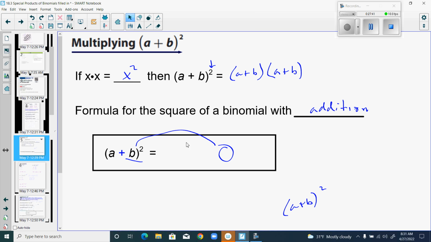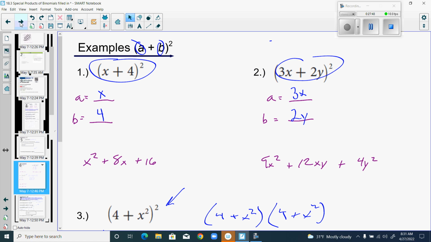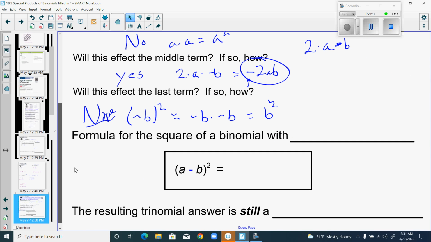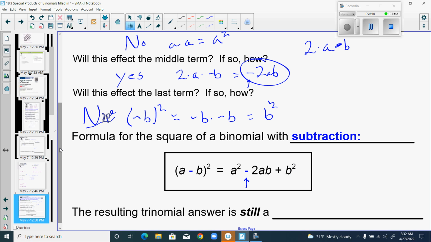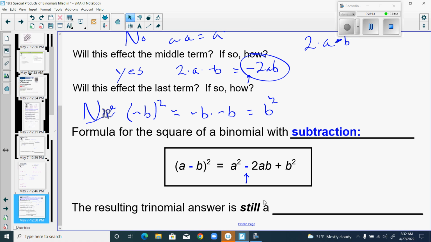So a formula for a binomial squared with subtraction. We have a minus b now. Our answer is a squared minus 2ab plus b squared. So it's the same as before. And for your information, the resulting trinomial is still a perfect square trinomial, so that's good terminology to know. Okay? So the pattern's the same, except now I get a negative middle term. That's the only difference.